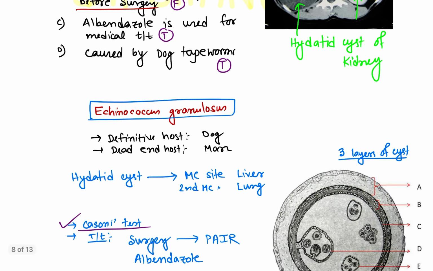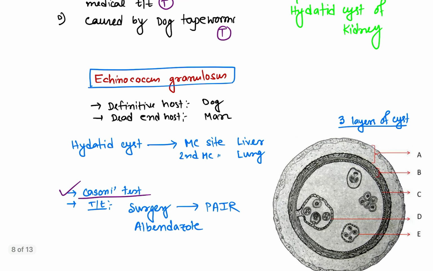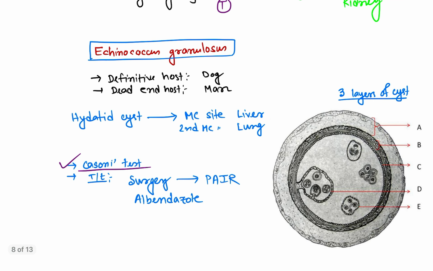So hydatid cyst is caused by dog tapeworm, Echinococcus granulosus. The definitive host is the dog and the dead end host is man. So definitive host is also an important question. Hydatid cyst, most common site is liver. Second most common site is the lung. Casoni's test is related to this hydatid cyst. What is the treatment? PAIR approach, and for medical treatment you can use albendazole.